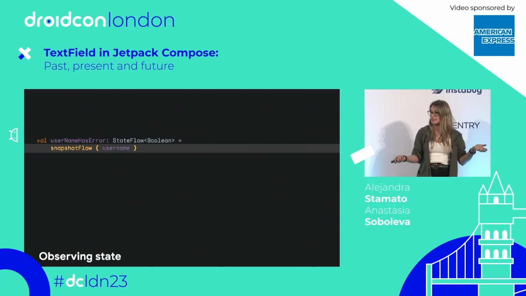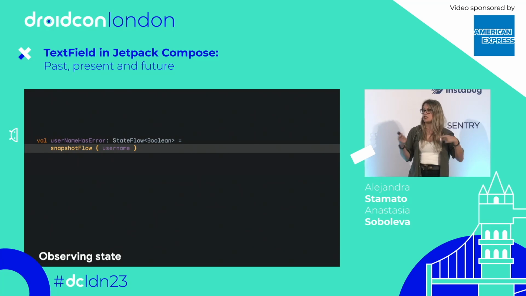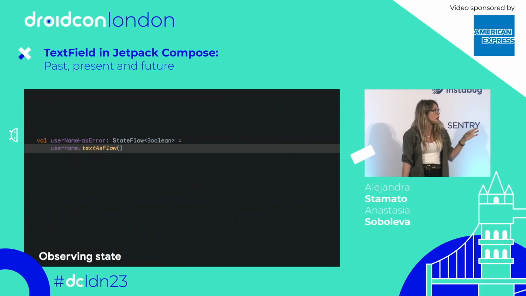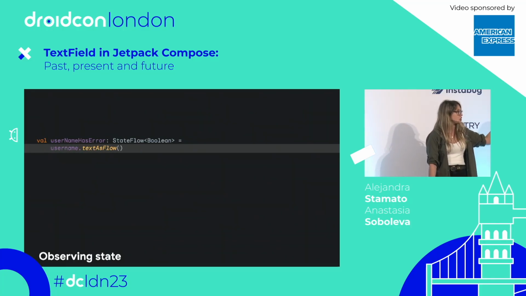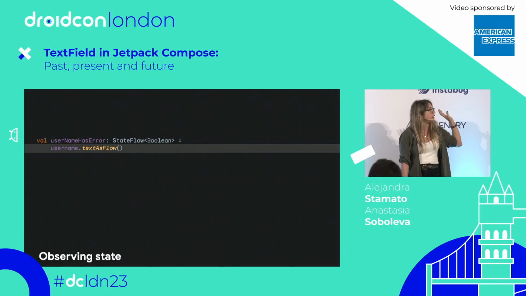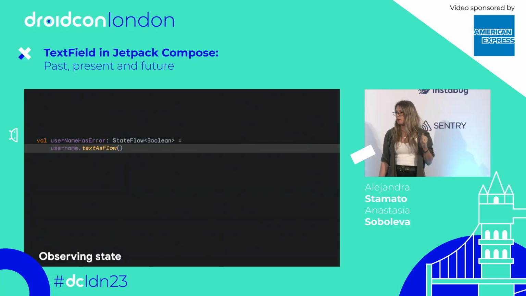And the way to observe the state, our new text field state, is by declaring snapshotFlow, an API that hopefully most of you are familiar with if you're using Compose. And then as you observe it, you can do something. And this shape is so common, right, that actually BasicTextField2 offers an extension function called text.flow that does exactly that. It's a wrapper of snapshotFlow of the text field state.